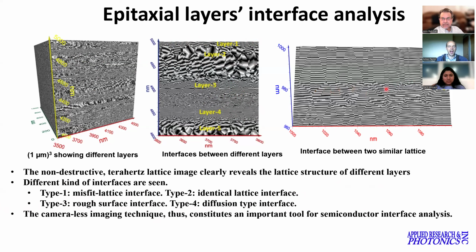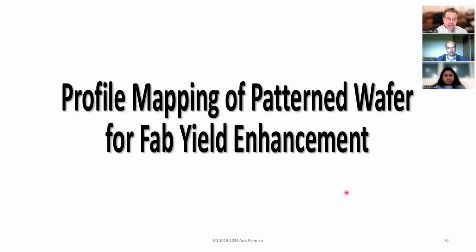So on the right side, this is an example of the identical lattice type interface. Two materials, but both of them have the same lattice structure. So they look very much the same. But the interface can still be seen a little bit; the interface becomes visible. And the diffusion type interface is not shown here, but that can also be identified with this. So with that, let's stop here today. Next time we'll start the profile mapping of patterned wafer for yield enhancement.